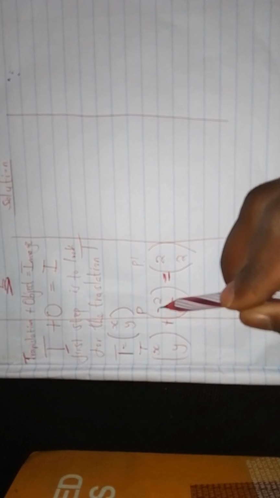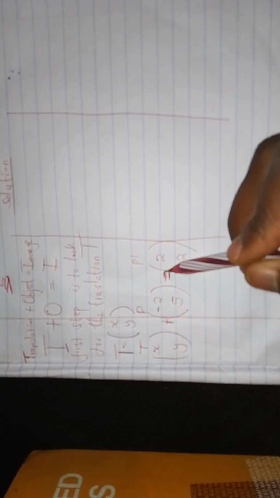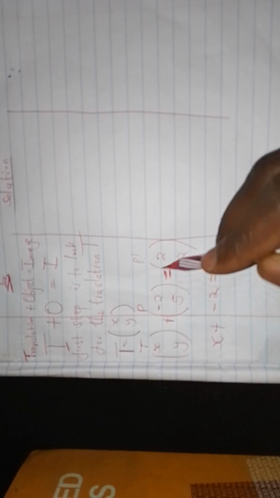Therefore, let's start. X plus -2 is equal to 2. Therefore, x minus 2 is equal to 2. You take this on the other side, it will be x is equal to 2 plus 2. Therefore, x is equal to 4. So we have got 4, the first unknown number, which is x.